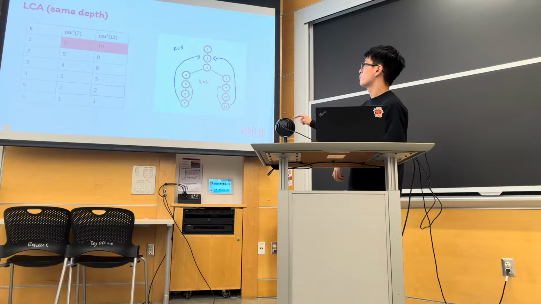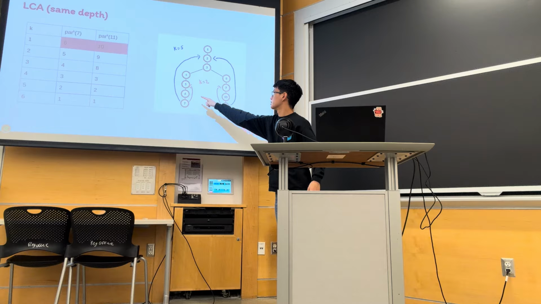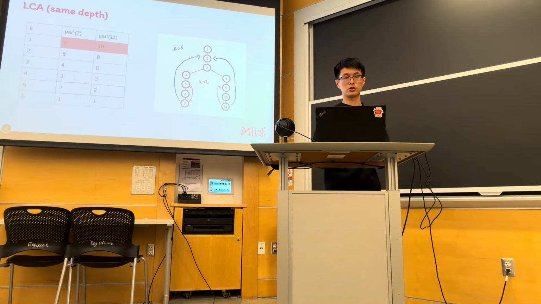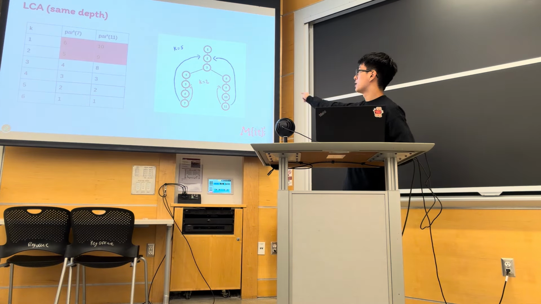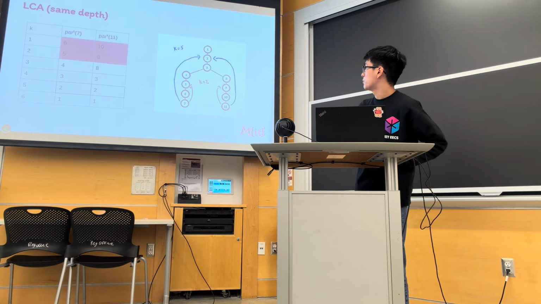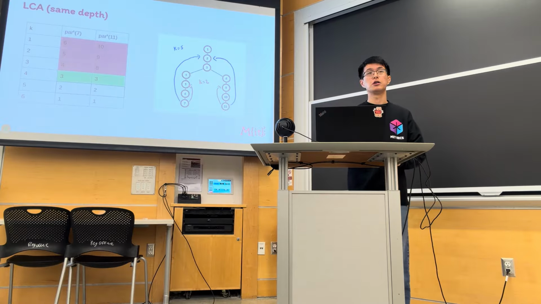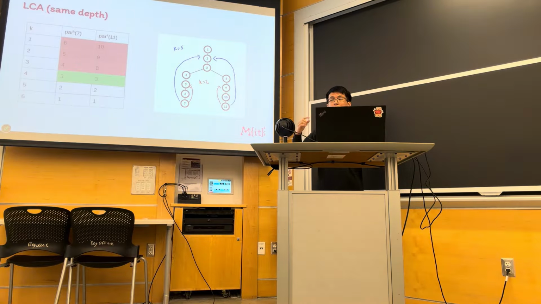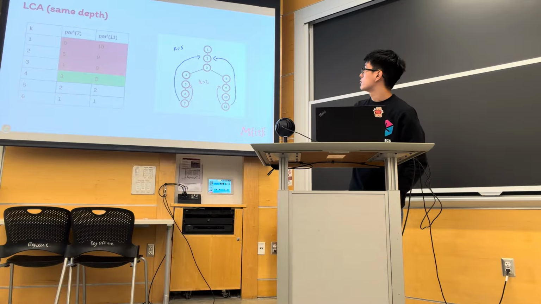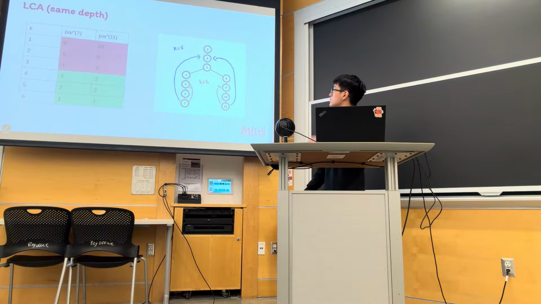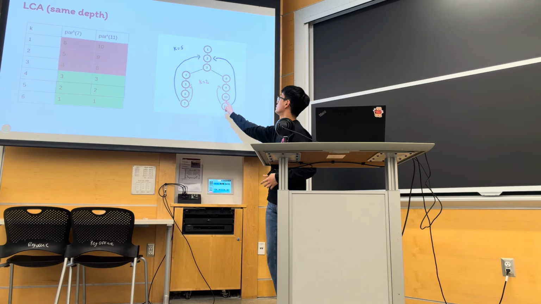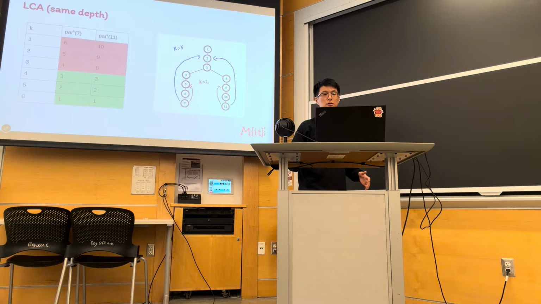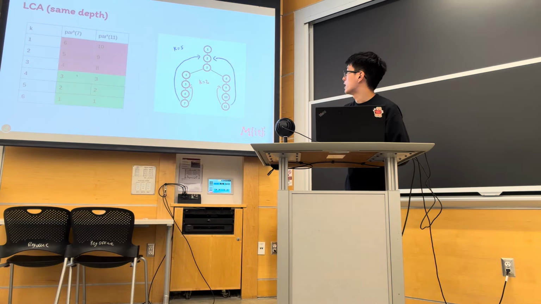So if we go up one ancestor to 6 and 10, they're still not equal. So let's try going up another one. 5 and 9 are still not equal. And if we go up another step, 4 and 8 are still not equal. But then if we go up 4 ancestors for both of them, the 4th ancestors of both of them are equal. And also if we keep going up, they're going to still be equal. So we can conclude that our LCA of 7 and 11 will be node 3, because that's the lowest node where their ancestors become equal.